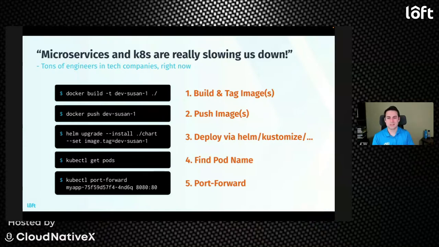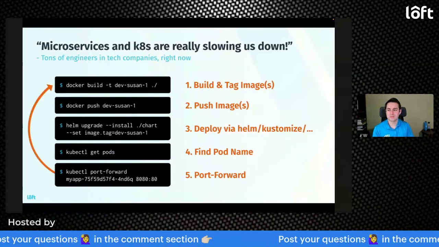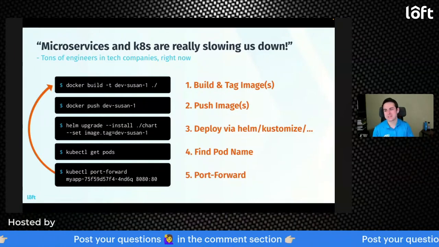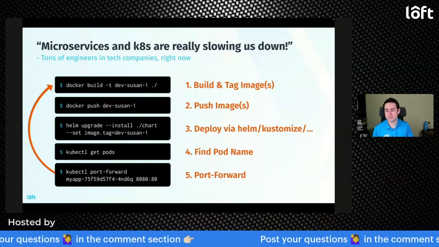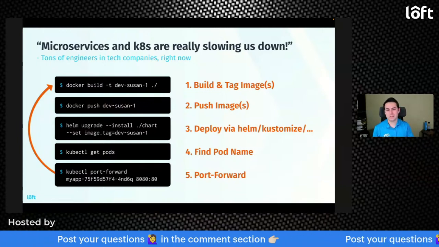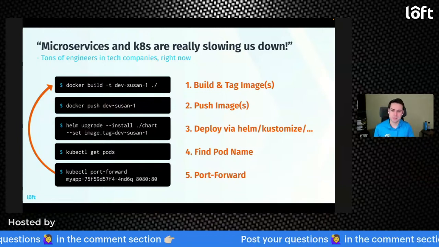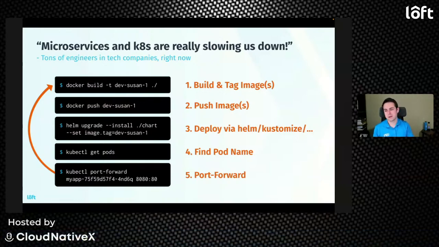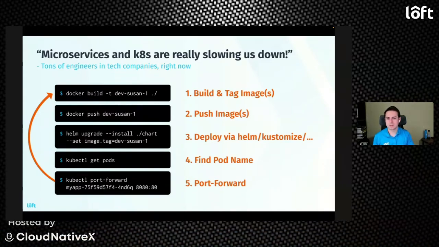And guess what? If we want to make a change, we have to start at the top again, right? And we can't skip any of these steps because we do need a new image. We need to push that new image. We need a Helm upgrade again. And then we need to find the pod name again, because the pod name will have changed, since Kubernetes will not recycle the name of this pod. And then we start our port forwarding again to this new pod that has been created in Kubernetes. So that's not very fast and efficient, right? This is not our Heroku push, and it's not as accessible for us.